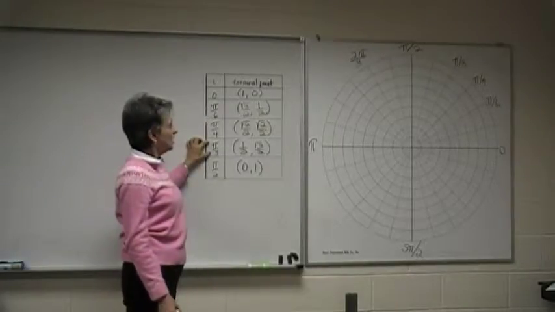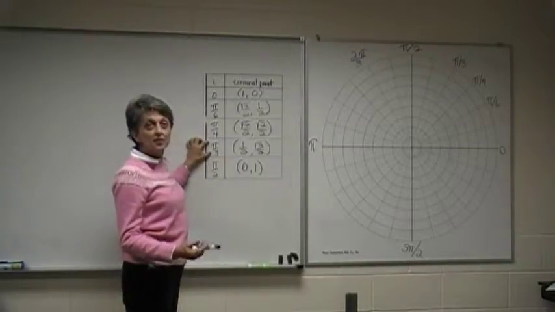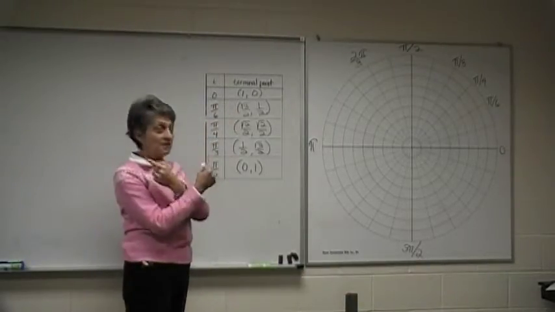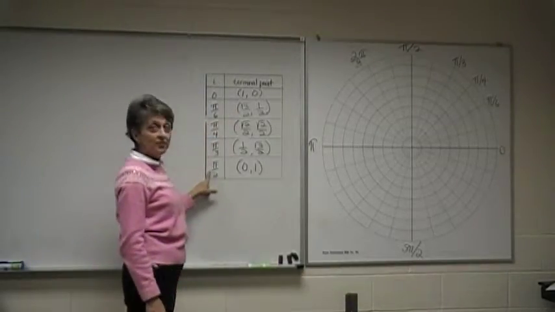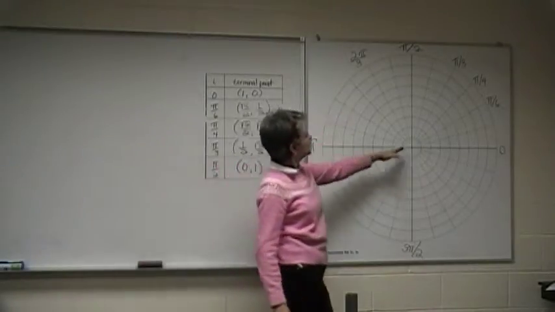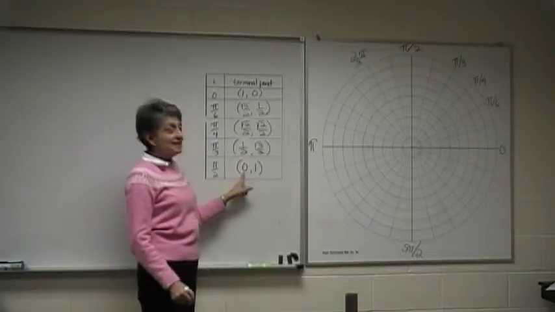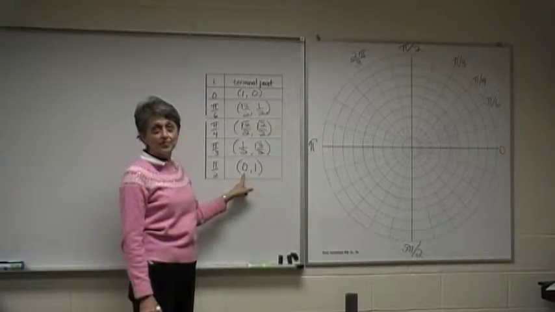Pi over 3: 1/2 and the square root of 3 over 2. Notice that these two just have their coordinates switched. And pi over 2? Pi over 2 is straight up, 1 unit, but it has an x-coordinate of 0.